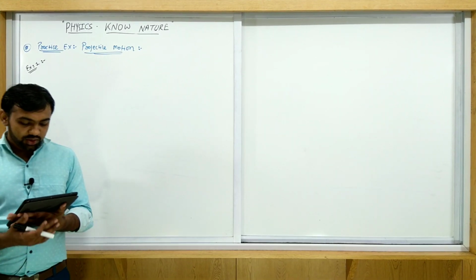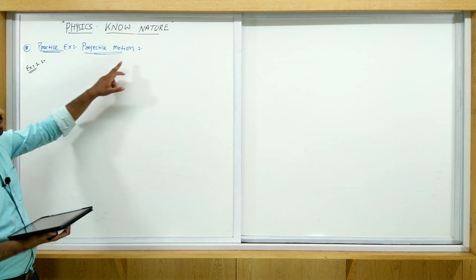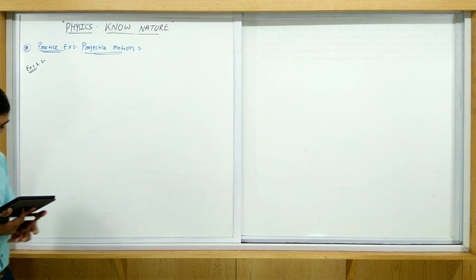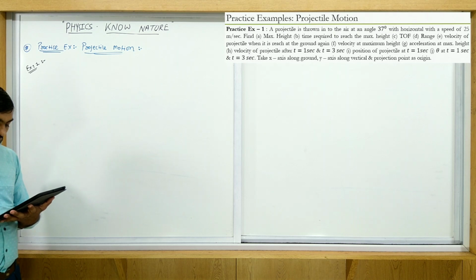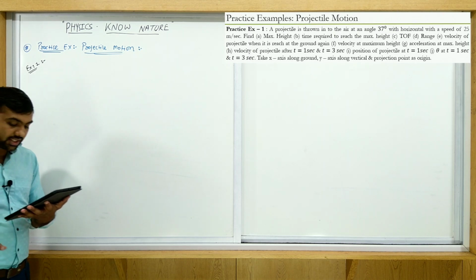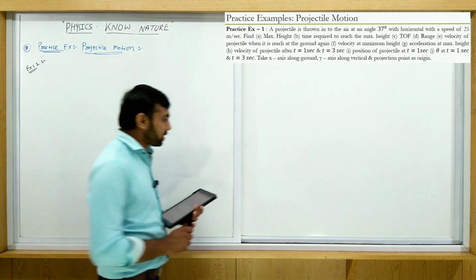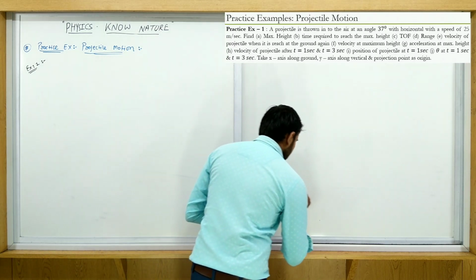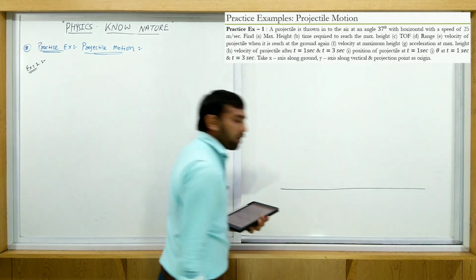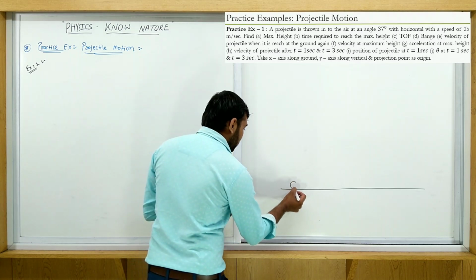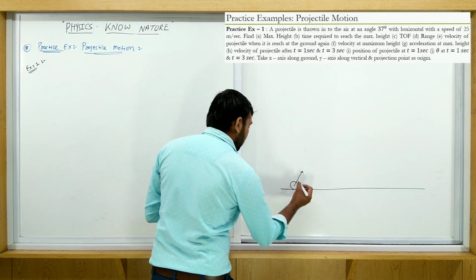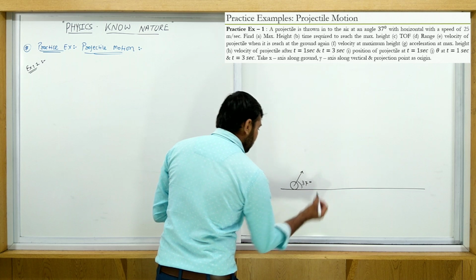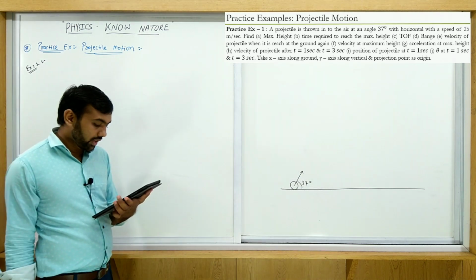Okay guys, let's just solve an example based on projectile motion. Example number 1. A projectile is thrown into the air at an angle of 37 degrees with the horizontal. Let's draw the figure. Suppose this is the horizontal. Now the projectile is thrown with some speed at an angle of 37 degrees. Okay, theta is equal to 37.